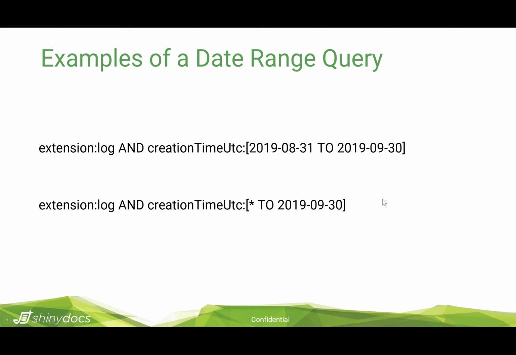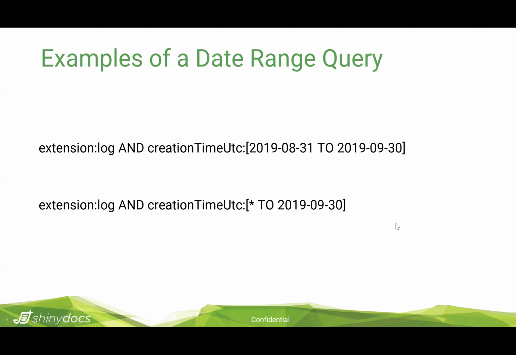So here are some examples of a date range query using the Lucene syntax. In the first instance, we are going to return any files that have an extension of log or .log and a creation time between August 31st of 2019 and September 30th of 2019.